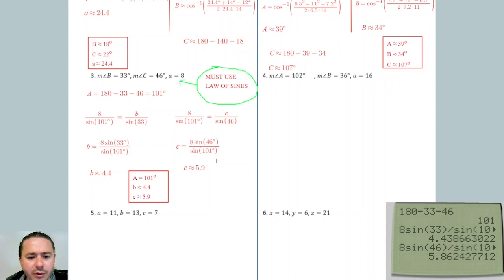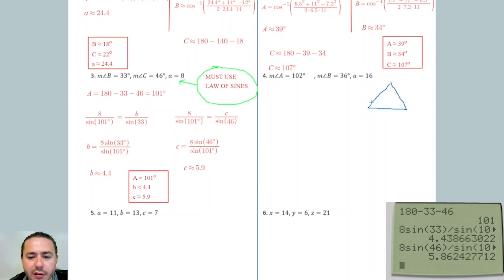Okay, now let's go on to number 4. For number 4, we've got two angles and another side. Are we going to have to use law of sines again on this one? Hold up, let's try to visualize what's happening here.